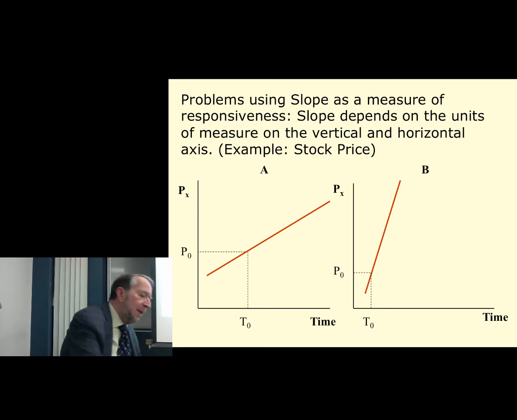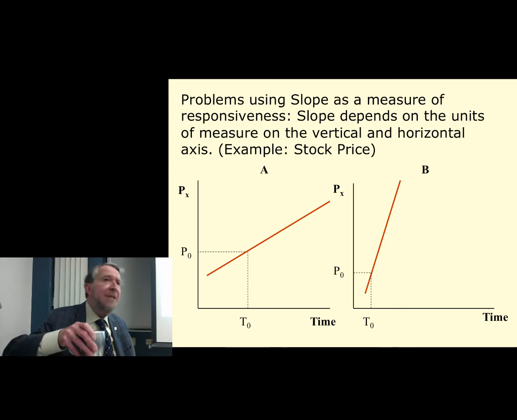The problem with using slope as a measure is that you can change the slope of the line by simply changing the unit of measure on the vertical and horizontal axis. Say you go to work for a securities investment firm. Your boss says that she's going to make a presentation to the investors of each stock and what has happened to price over this last 5-year period.